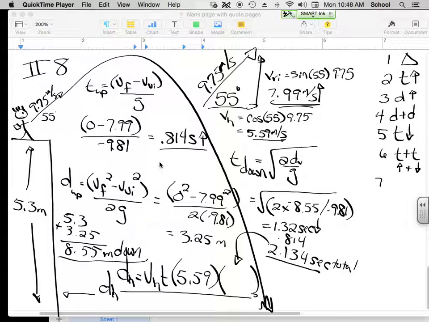So the 7th step is just to find the dH equals VHT. So now we're going to have that 2.134 seconds times the 5.59 we figured out in the very first part. And we get 12.4.